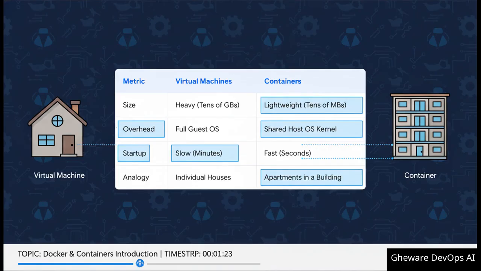A VM is a heavyweight. We're talking tens of gigabytes in size because it's lugging around a full operating system. It can take minutes just to start up. So think of a VM like a standalone house. It has its own foundation, its own plumbing, its own electrical, everything.